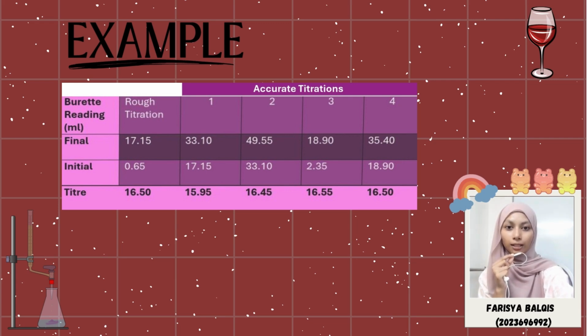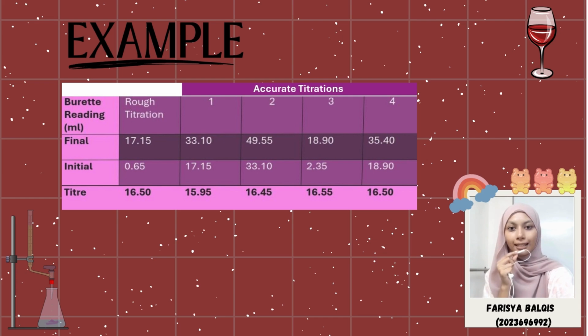In the rough titration, the final reading was 17.15 ml and the initial was 0.65 ml, so the titre is 16.15 ml. This helps give us an idea of what volume range to expect in the accurate titration. For the accurate titration, in the first trial the titre is 15.95 ml, in the second is 16.45 ml, the third is 16.55 ml, and the fourth is 16.15 ml.